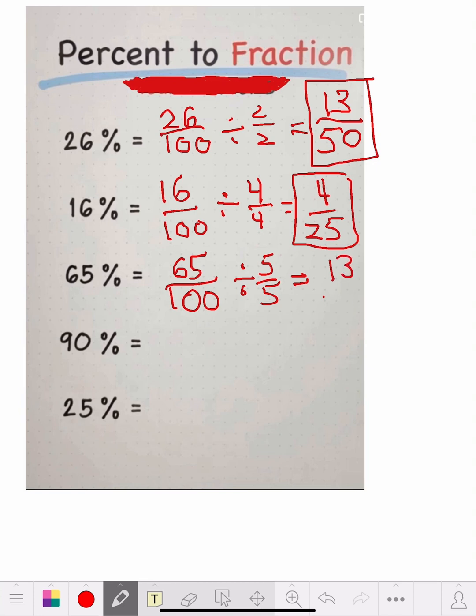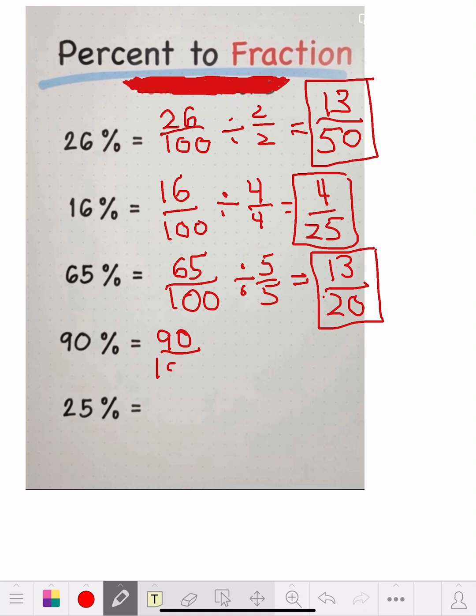So it's 13 times. 5 goes into 100. Remember, we just said 20. Okay, we know that. Okay, now 13 is not going to go into 20, so this is the end of the road for this one too. Okay, so it's 13/20ths. Okay, now the next one is going to be 90 over 100.